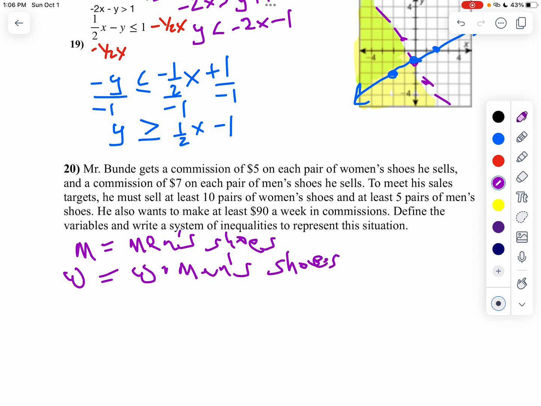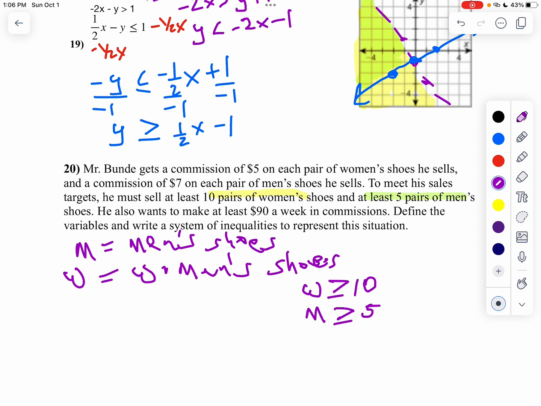Let's start with a total number. Okay? He's got to sell 10 women's shoes each week. At least 10. So he could sell 10, but he's got to sell 10 or more. So we're going to say that W is going to be greater than or equal to 10. Then if we look at the men's shoes, he's got to sell at least 5 of those. Like I said, he sells less men's. So we're going to say M is greater than or equal to 5.